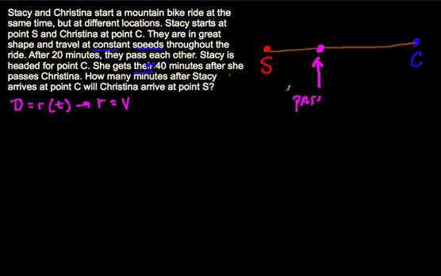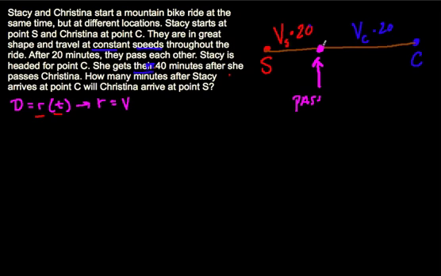Okay, well, we don't know much about these two bike riders other than the fact that whatever velocity Stacy's traveling at, who knows how fast she's riding, her velocity after 20 minutes brings us to the passing point. So velocity times time, rate times time. So velocity of Stacy times 20 minutes brings us to the passing point. And the same is true for Christina. Whatever her velocity is, we don't know how fast she's going, but that velocity times 20 minutes will bring us to the passing point.